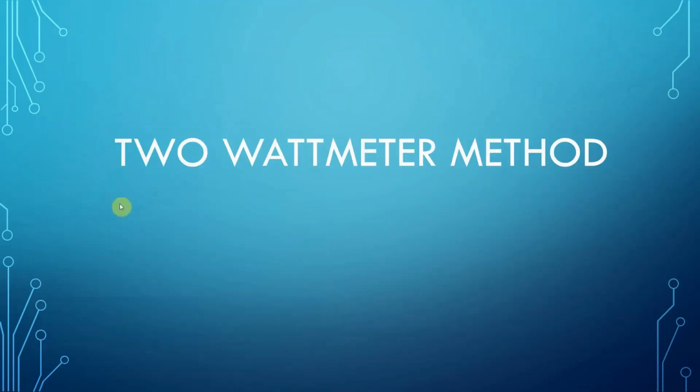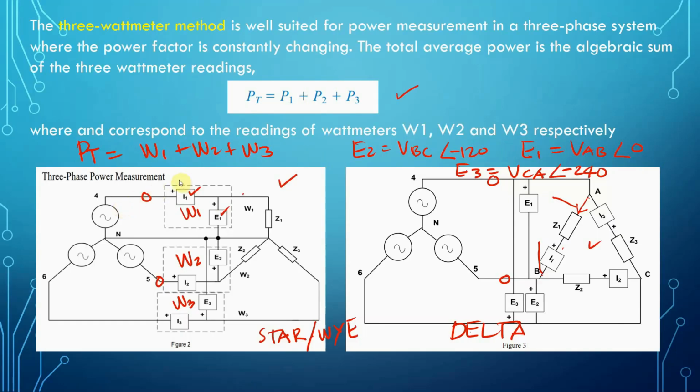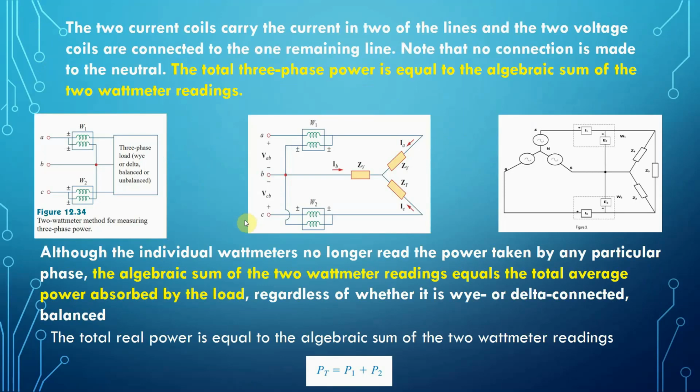Okay, let us go now to the 2-wattmeter method. So can you imagine we are using here 3 wattmeters and now we want to use only 2 wattmeters and still it should show the same total power. How does it happen? I'm going to show you in detail. Now, I am using here a 2-wattmeter method regardless of whether this load is Y or delta. What we need is only 3 wires: line A, line B, line C. We don't need to connect the neutral.